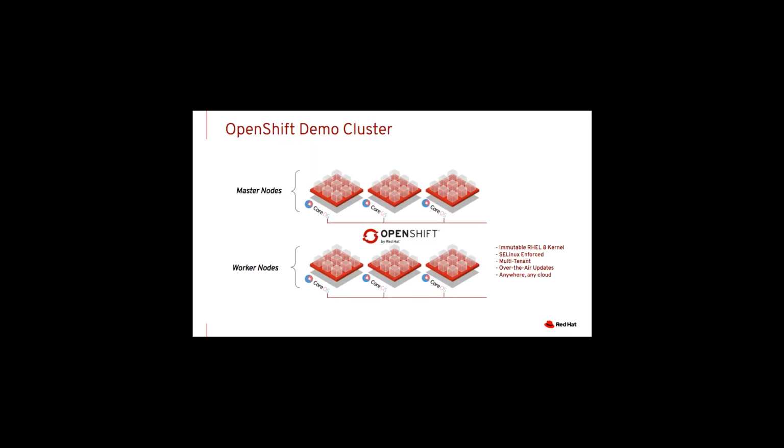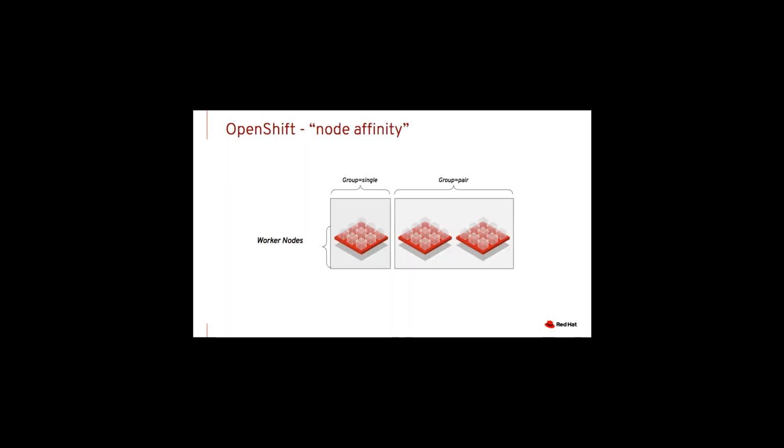Let's get started. So for this demonstration, we're going to use a simple OpenShift demo cluster. It's going to consist of 3 master nodes and 3 worker nodes. But of course, since we're going to talk about node affinity, we're going to focus on the 3 worker nodes. So for this demonstration, we're going to split this group of worker nodes into 2 sets. One single server, which we're going to name group equals single, and then we're going to label the other pair of nodes as group equals pair. So let me walk you through the node labeling.